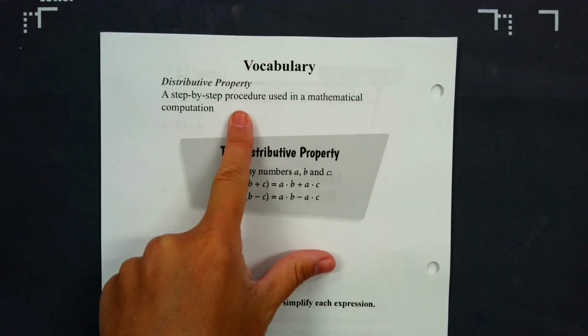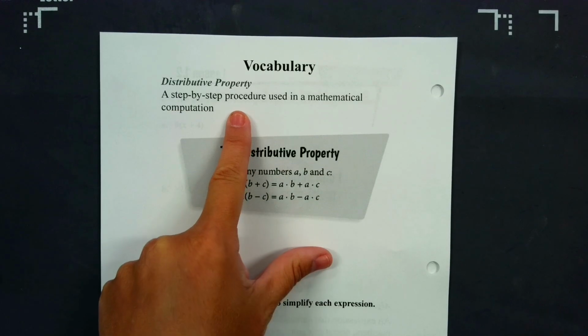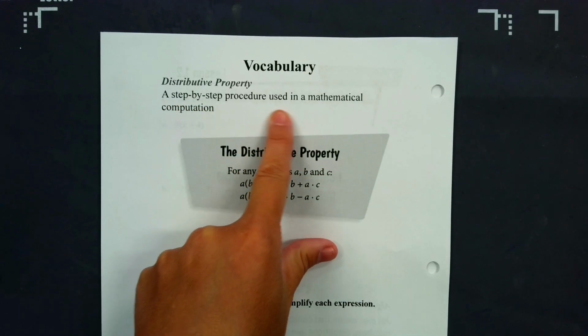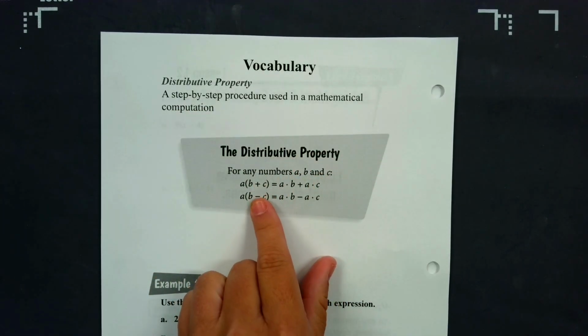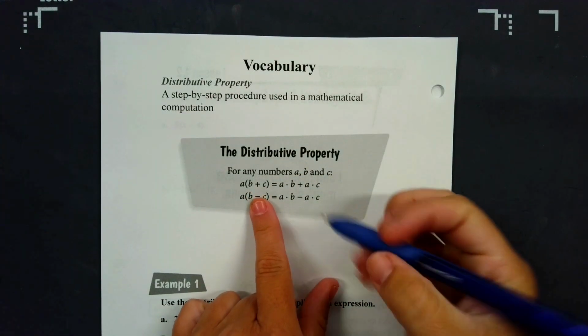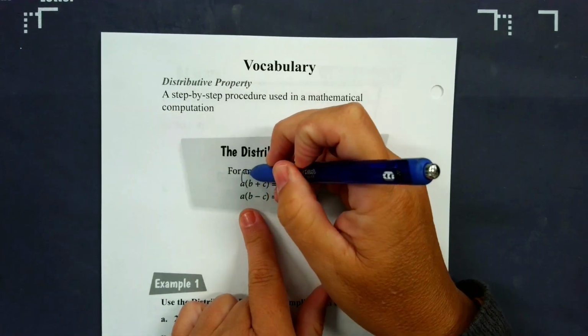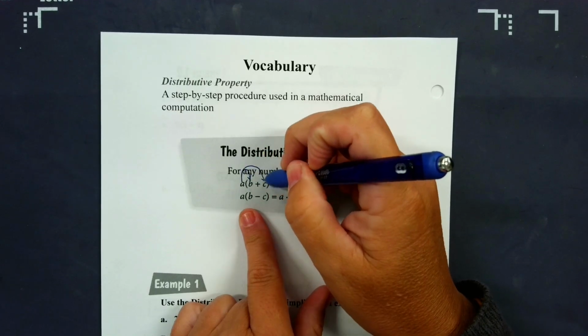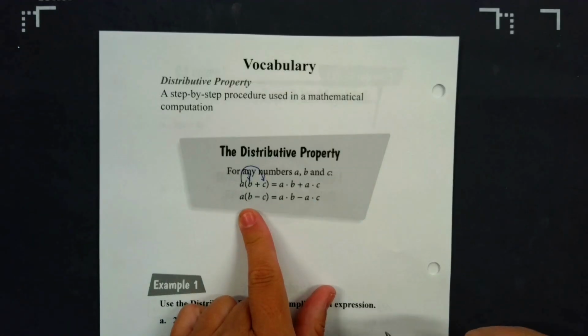Okay, distributive property. That's the first thing we're going to look at. A step-by-step procedure that uses mathematical computation. So do you remember the distributive property where you take A times B, A times C, and you get a new number?